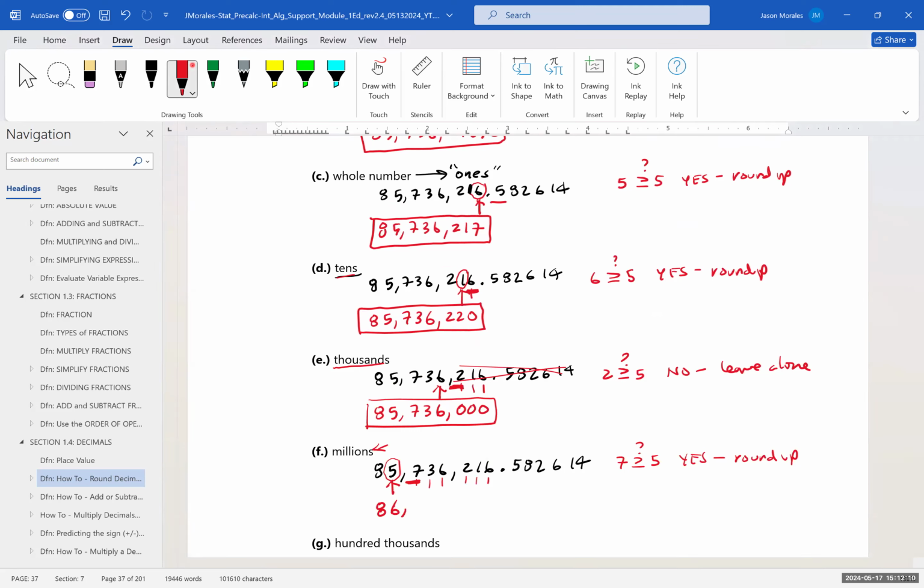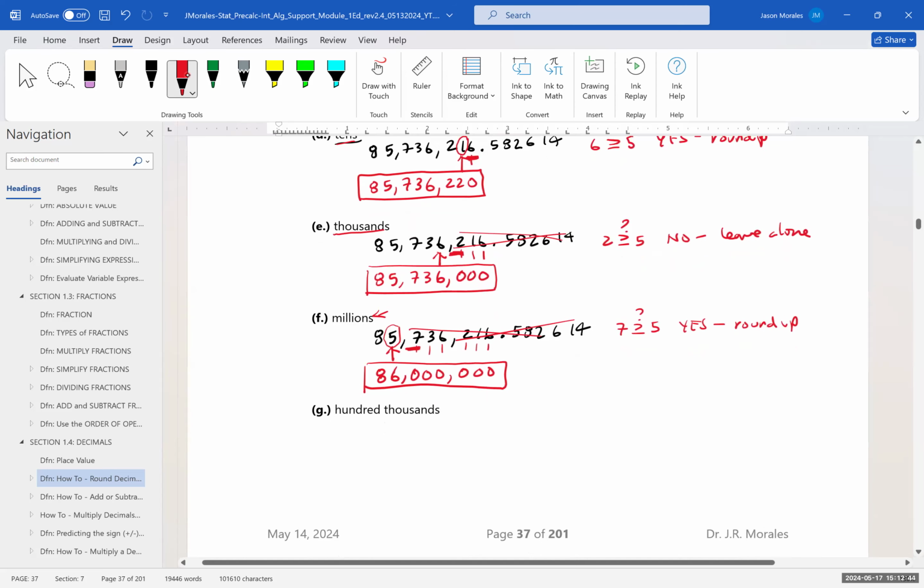And we can't just stop there. So we have to put zeros down for placeholders as we remove all of these other digits. So 0, 0, 0, 0, 0, 0. And we stop at the decimal point. We don't do this. It's not necessary. Okay, so rounding it to the millions place, we would just have 86 million.